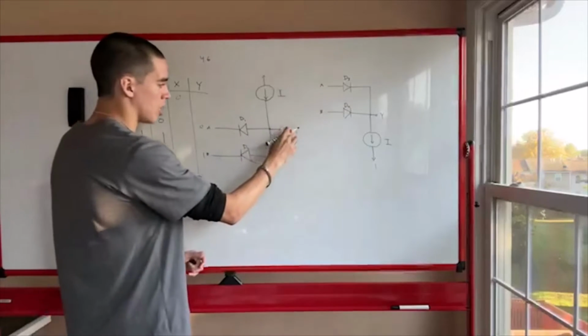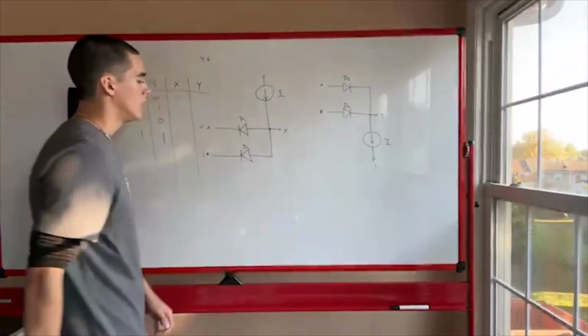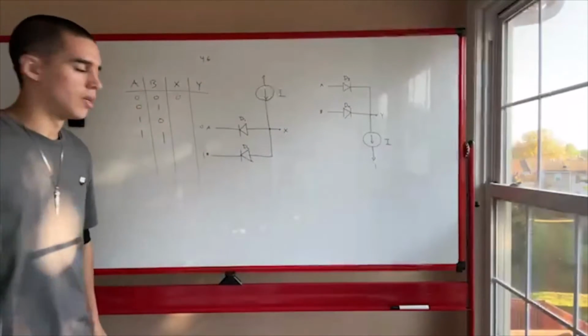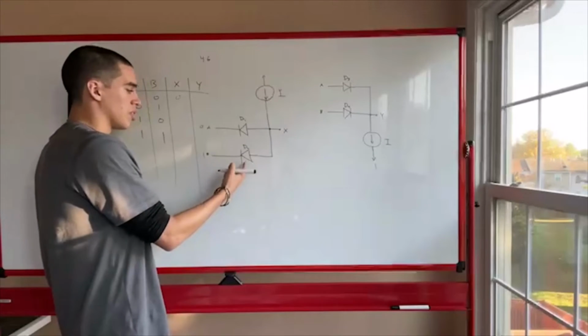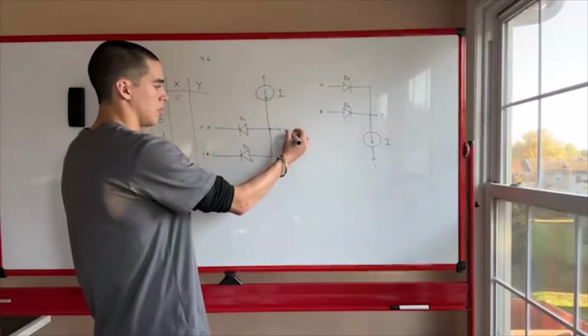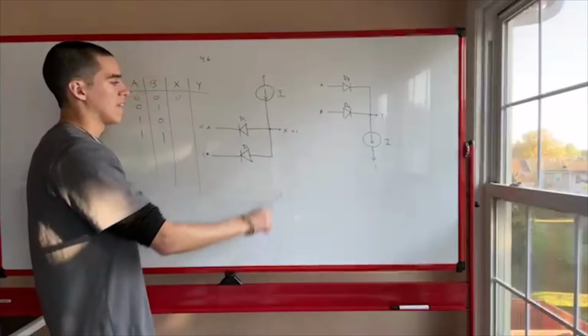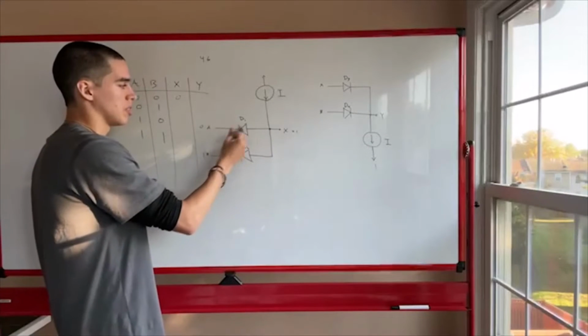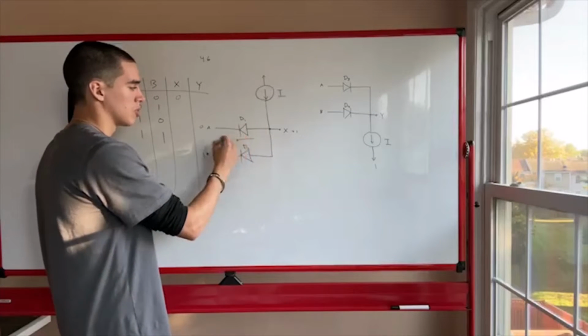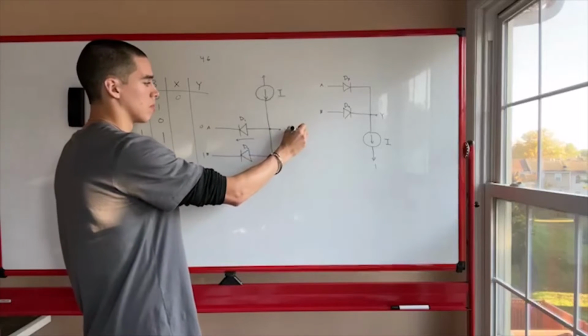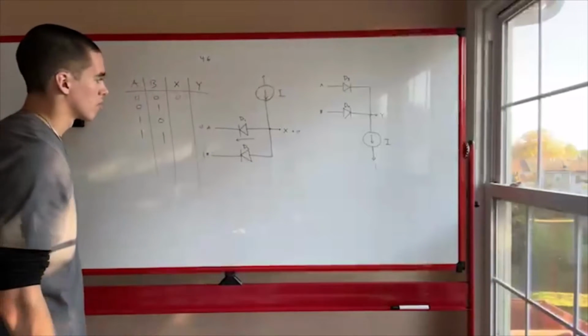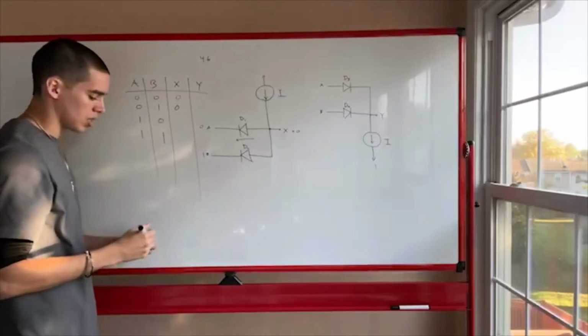We assumed D1 was on there, right? This time let's assume D2 is on. If we assume D2 is on, this is a short, X would be equal to 1. And if X is equal to 1, and then A is equal to 0, then this would conduct, and this would short, so X would be equal to 0. Ta-da, it does work. It does work to just assume one is off or one is on.